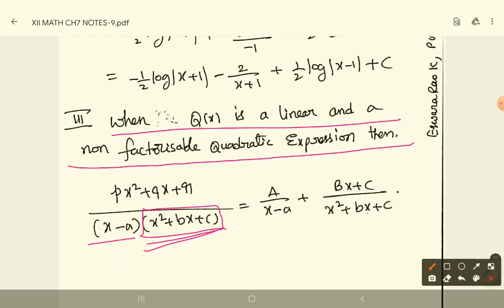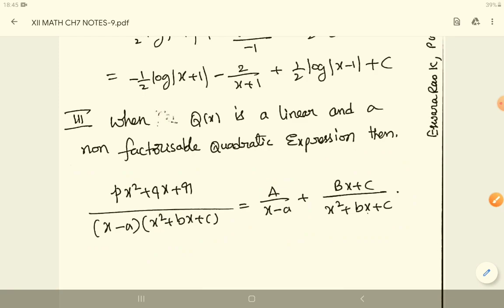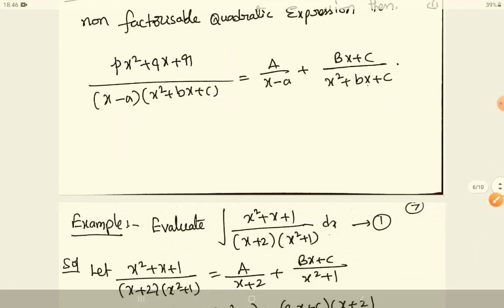When I can factorize, it goes to type 1 or type 2. When it is non-factorizable, I should use this method. The partial fractions decomposition will be like this: A by x minus a plus bx plus c by x square plus bx plus c. So try to remember. In this way we will take, and after that we will go for integration.